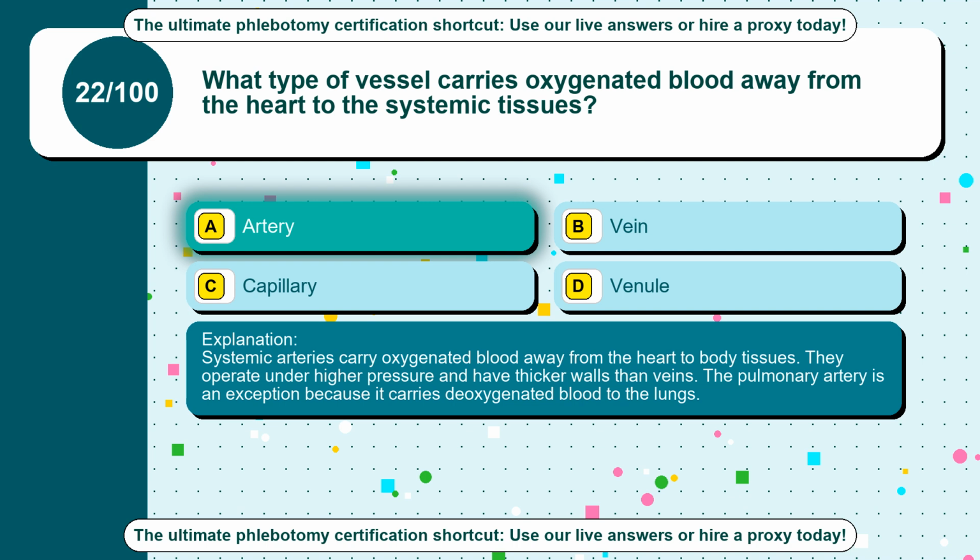Systemic arteries carry oxygenated blood away from the heart to body tissues. They operate under higher pressure and have thicker walls than veins. The pulmonary artery is an exception because it carries deoxygenated blood to the lungs.